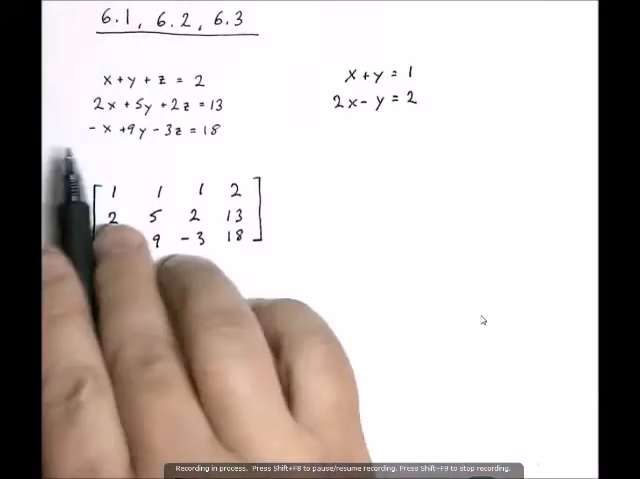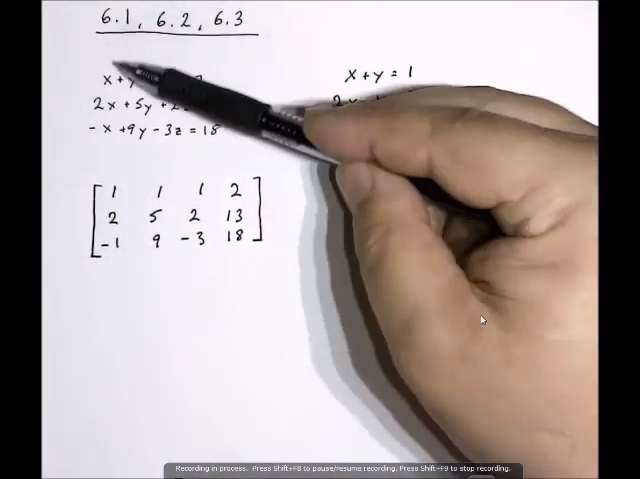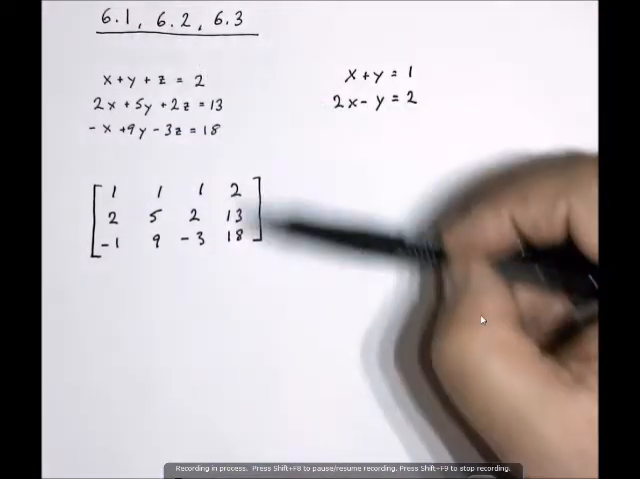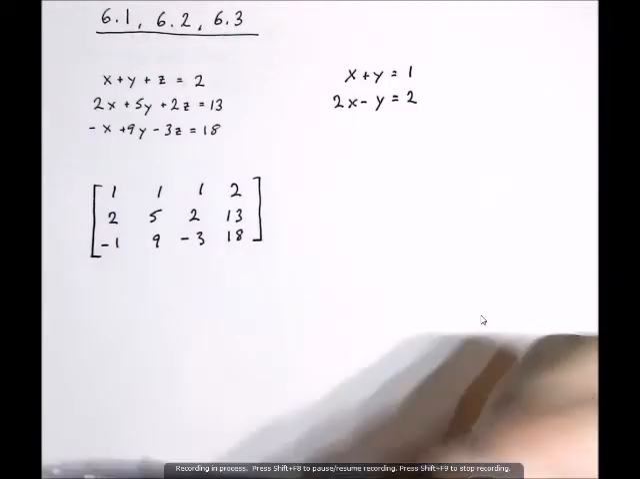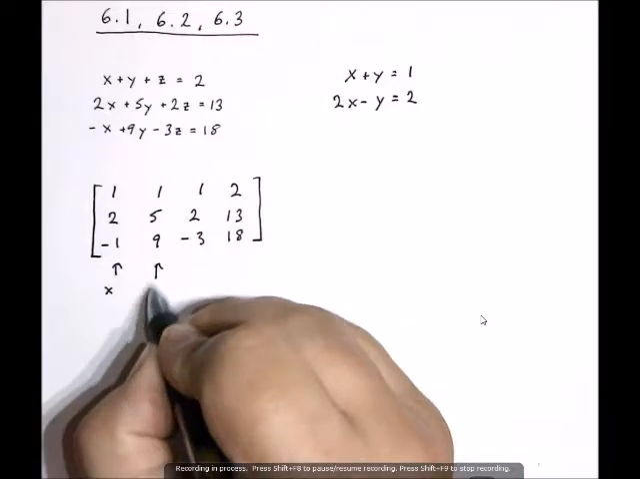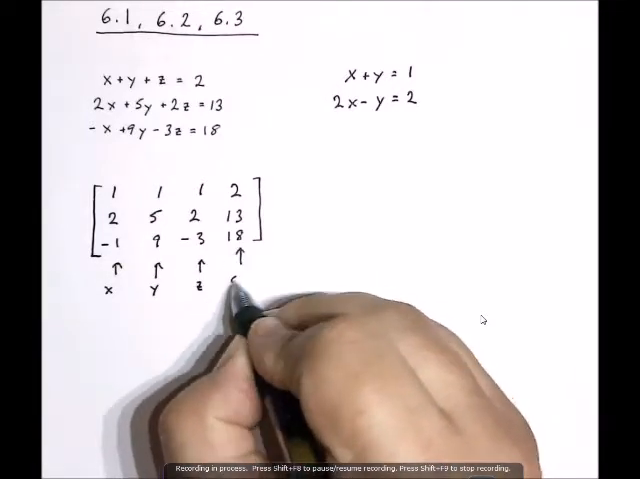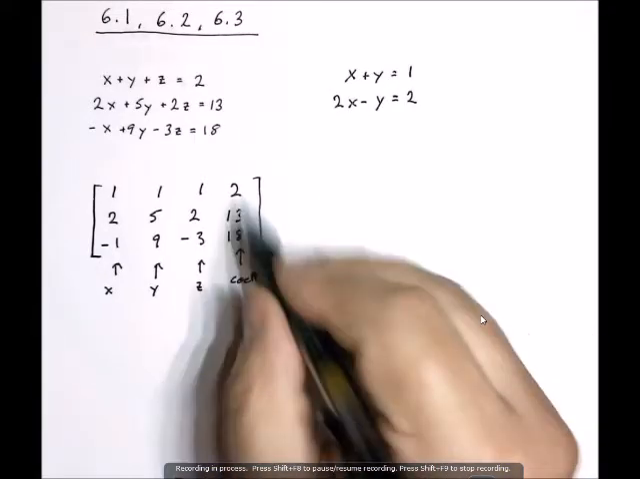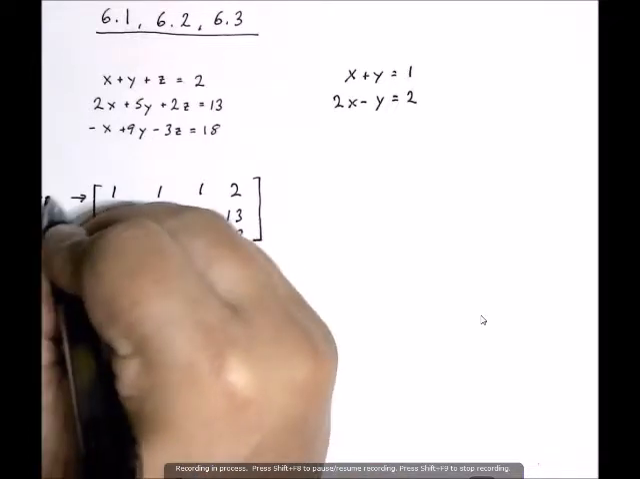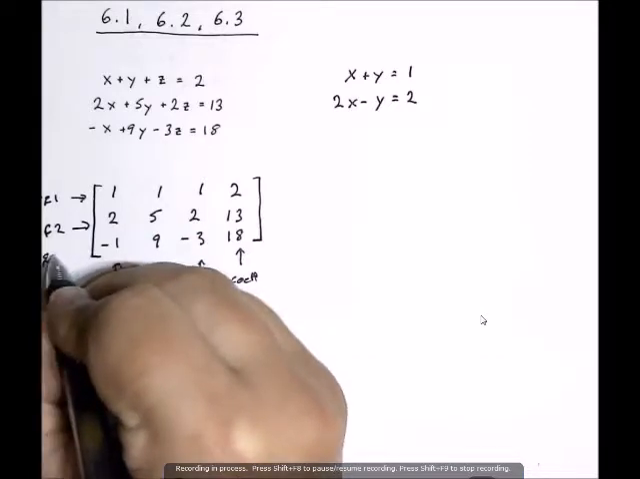And here is the augmented matrix for this set of equations. What you'll notice is I just took the coefficients off the variables and wrote them down. In other words, this is the x column, the y column, the z column, and the after-equals column. This is equation 1. This is equation 2, and that's equation 3.